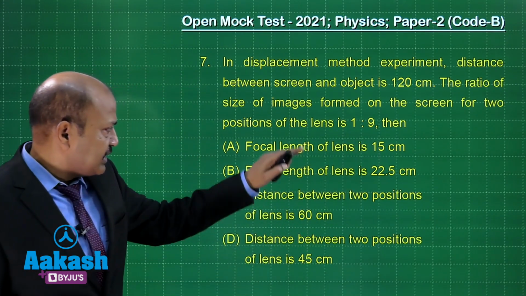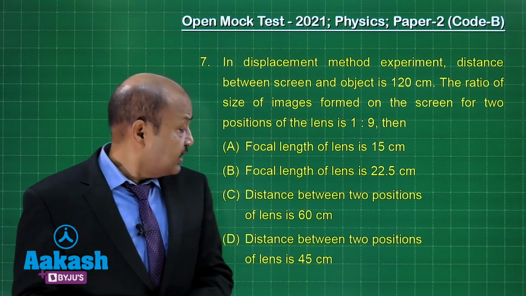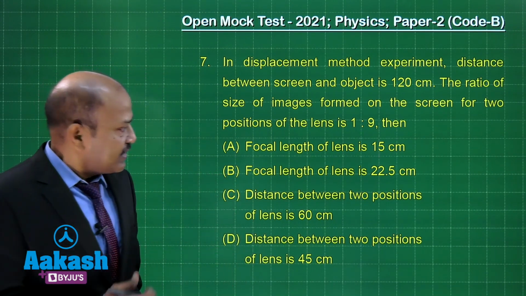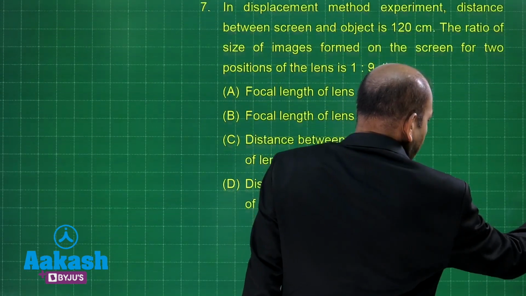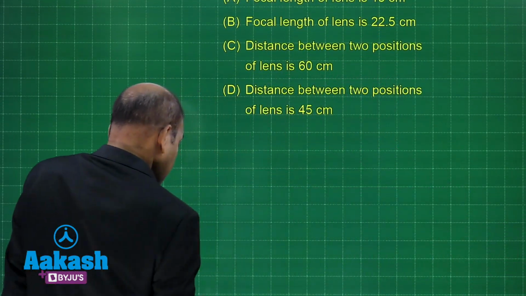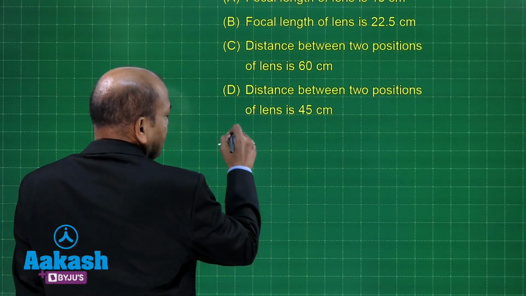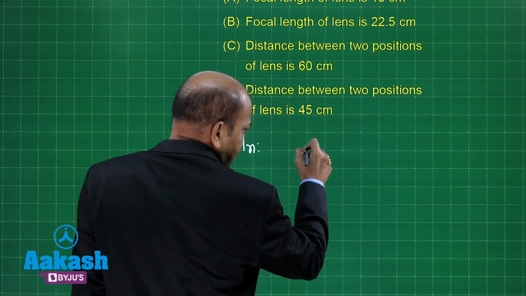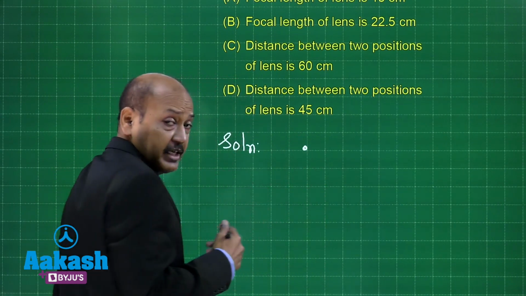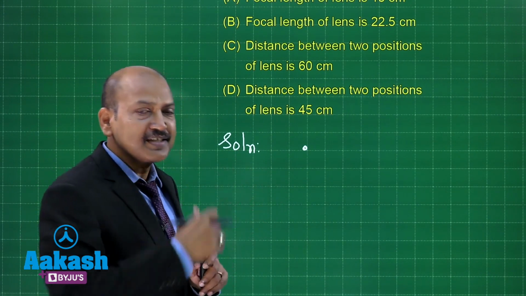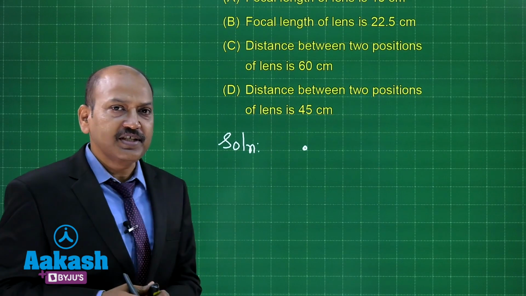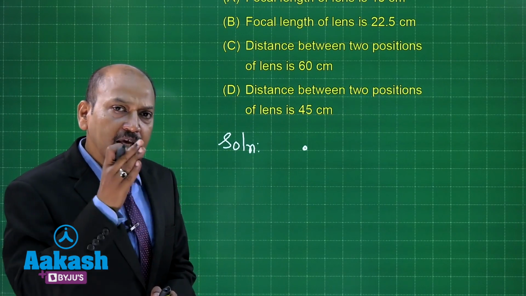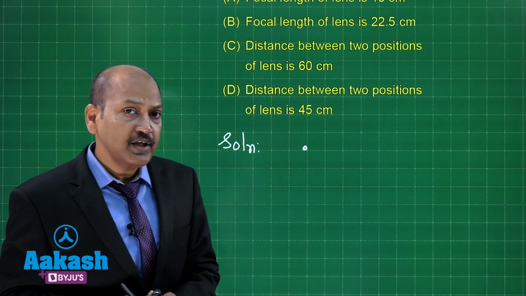In that case, there are two options about the focal length of the lens and two options about the distance between the two positions of the lens. So, let us begin our solution. In the displacement method, we know that the position of the object and the screen is fixed. The lens of course has two positions, and in each of these two positions we form a real image on the screen for the same position of the object.